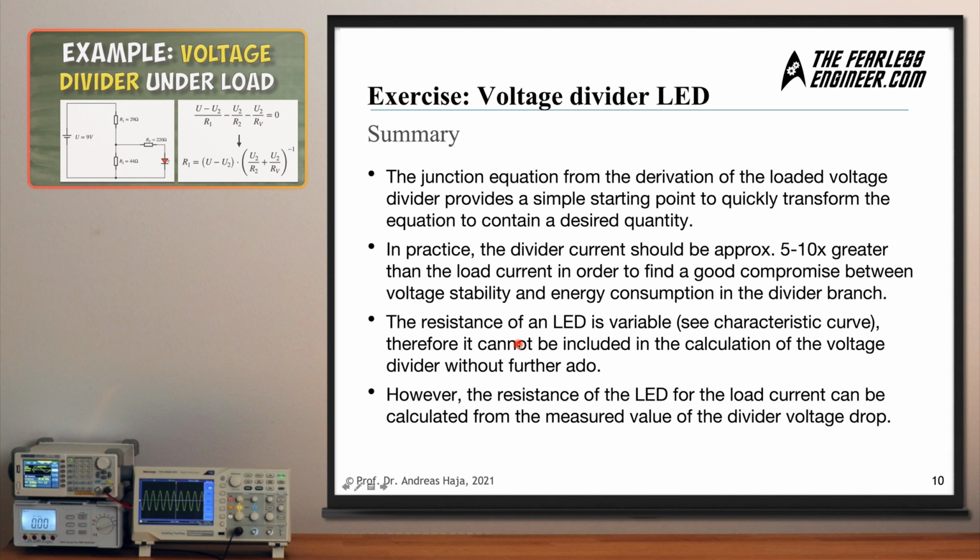But we can use the voltage divider to compute the resistance of the LED for a certain operating point by measuring the voltage drop across the lower resistor R2 and by reshaping the junction equation, which we have used so many times before now in this context. And this enables us to compute the resistance value of the LED in a very simple and straightforward manner.